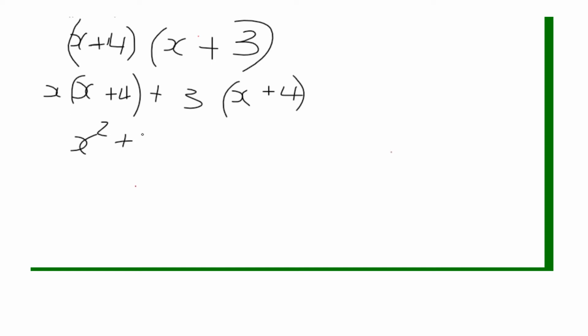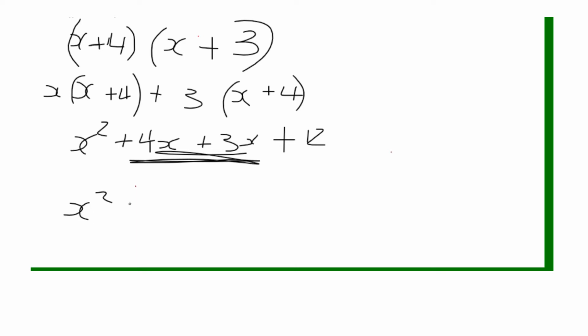x times the 4, that's 4x, plus 3 times the x, that's 3x, plus the 3 times the 4, that's 12. Then we're going to look and see what we have that can be simplified. We have the middle terms. These can be simplified. So we have x squared plus 4x plus 3x, that's 7x plus 12.